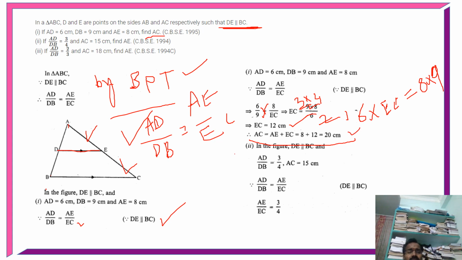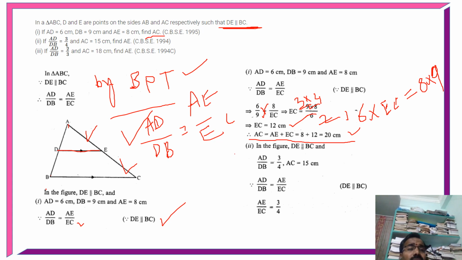Just now I said, depending on the situation, we'll use the result. So here we need to find AC. Already AE we know. If we find EC and add both, 8 plus 12, it is 20 centimeters. We found the AC value as 20 centimeters. By using which theorem? Thales theorem.